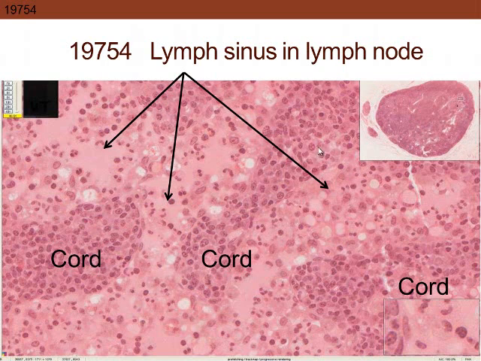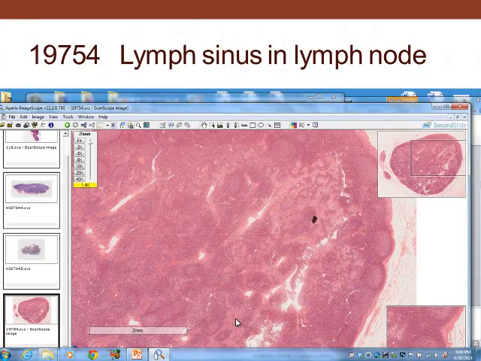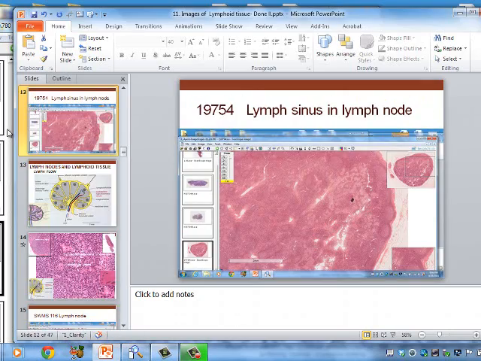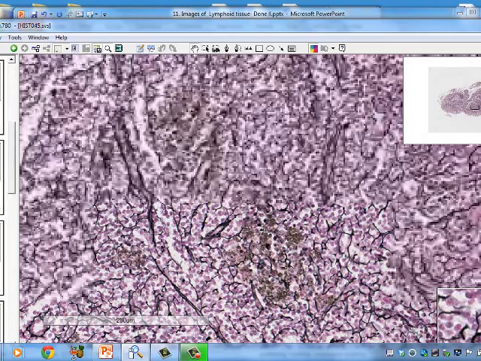Here's another one. You can see lymphatic sinuses here, here, and here, and the cords that go in through there. I really can't see blood vessels. There's a blood vessel right there, a little capillary. There's another one right here. So if we take a look at this specimen, we can see it.